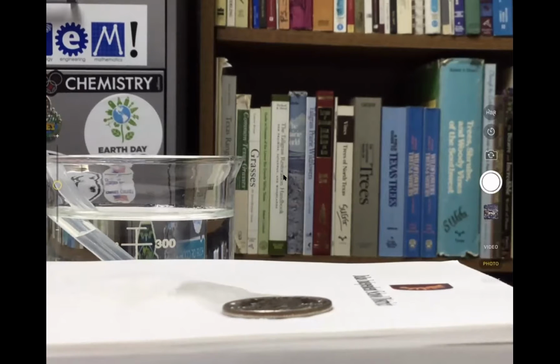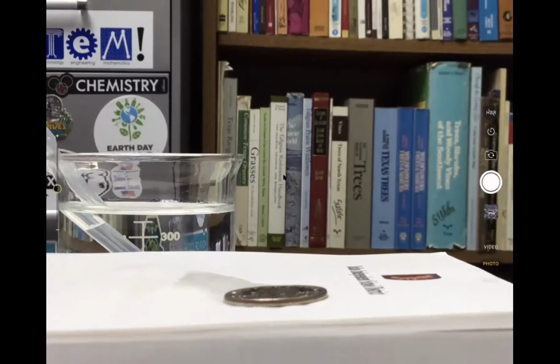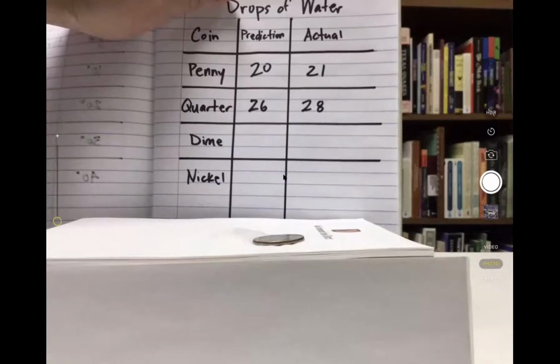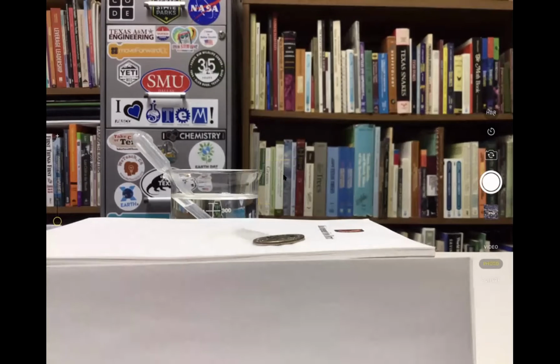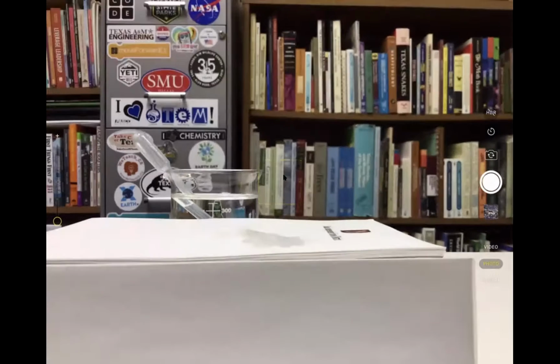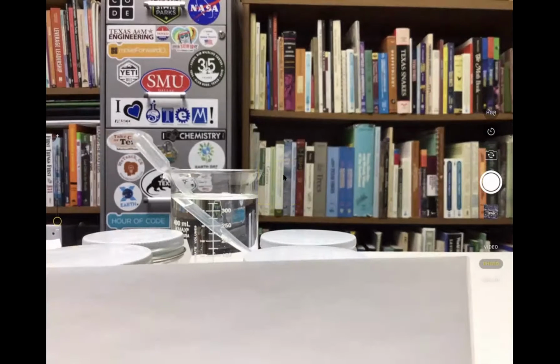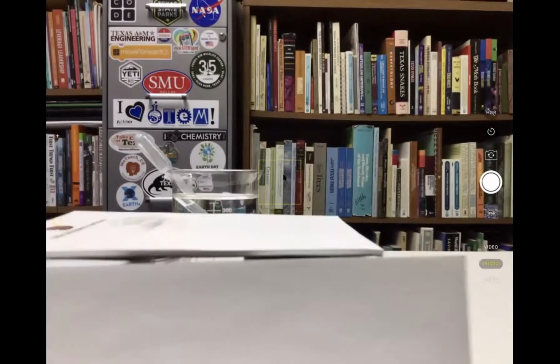So again, I was pretty close. Yeah, bring that back. And there we go. Now let's try the dime. So let me take my quarter off here. I should have used something besides a piece of paper because it's just getting so wet underneath. Well, I'll just turn that around that way.